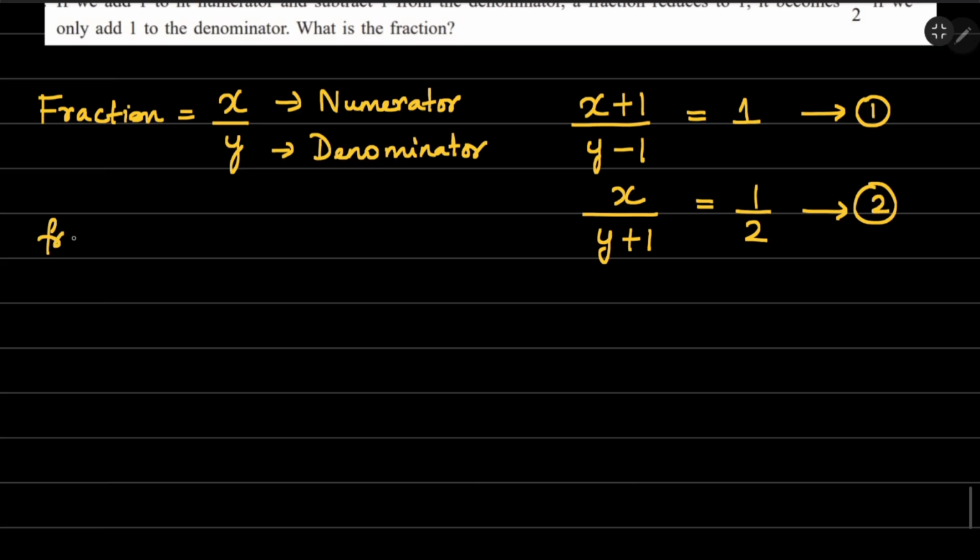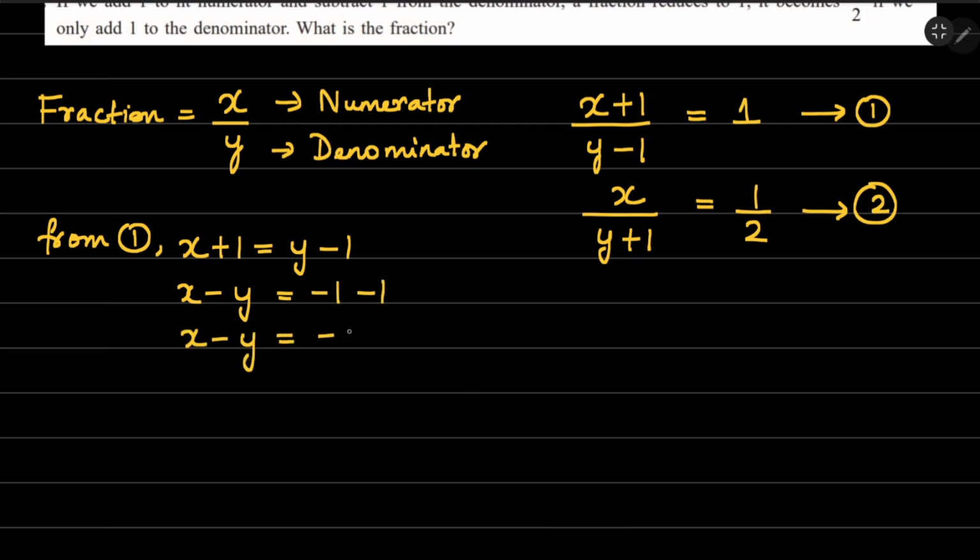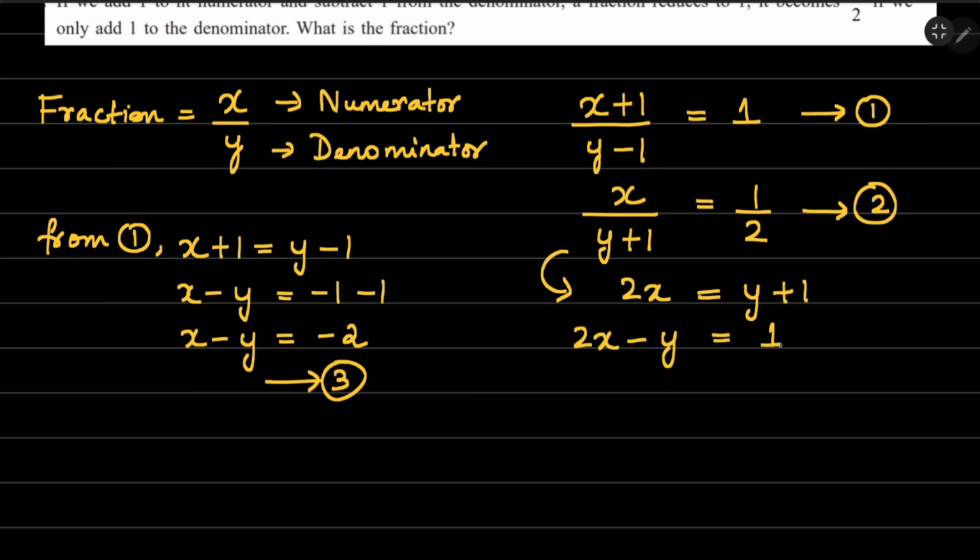So from 1, what can you write? Cross multiply. So from equation 1, when you cross multiply, what do you get? x plus 1 equal to y minus 1. Bring x and y to one side. x minus y equal to minus 1 minus 1. So x minus y equal to minus 2. This is your equation 3 now. Right? Now from equation 2, what do you get? Cross multiply. So you will be getting 2x equal to y plus 1, or I can write 2x minus y equal to just plus 1. This is equation 4.